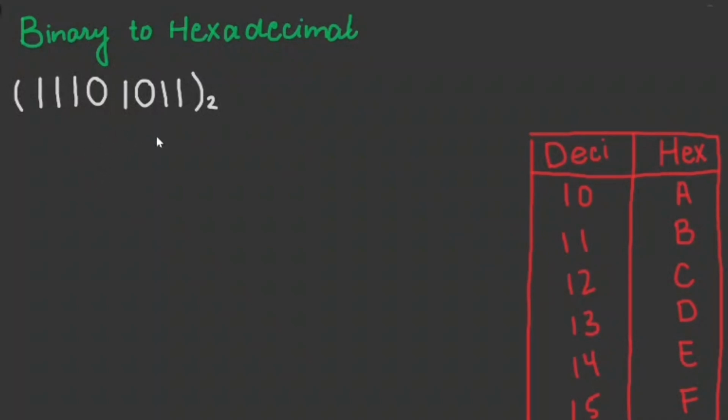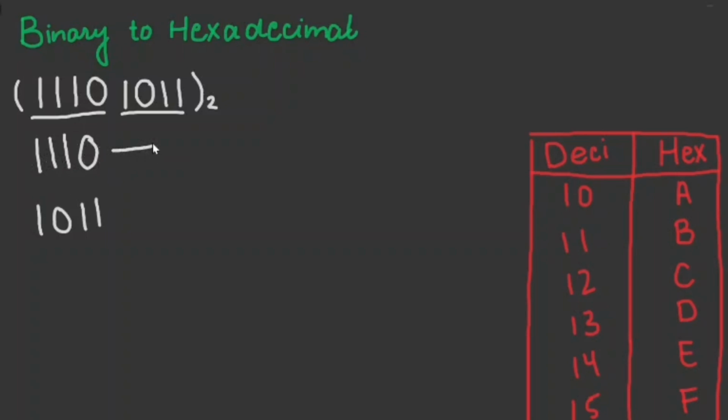To convert a binary number into a hexadecimal number, our first step is to divide our digits into groups of 4. And we would start from the right hand side. So we would start from here and divide this into a group of 4, and divide this into a group of 4. Now write down each group separately.